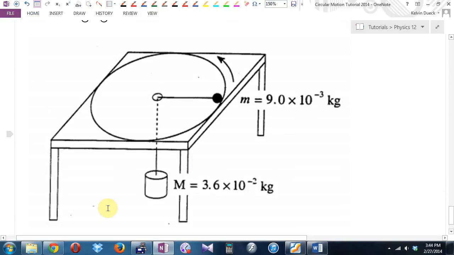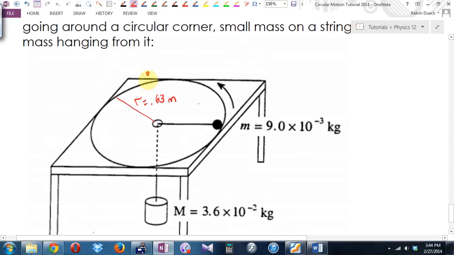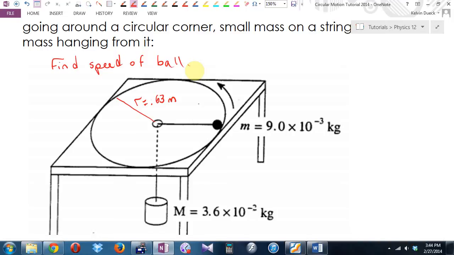Suppose r equals 0.63 meters, find the speed of the little ball. Okay. This is technically a horizontal circle with an Atwood machine vertical component. How would I do that? Well, suggestions. How would I start this?